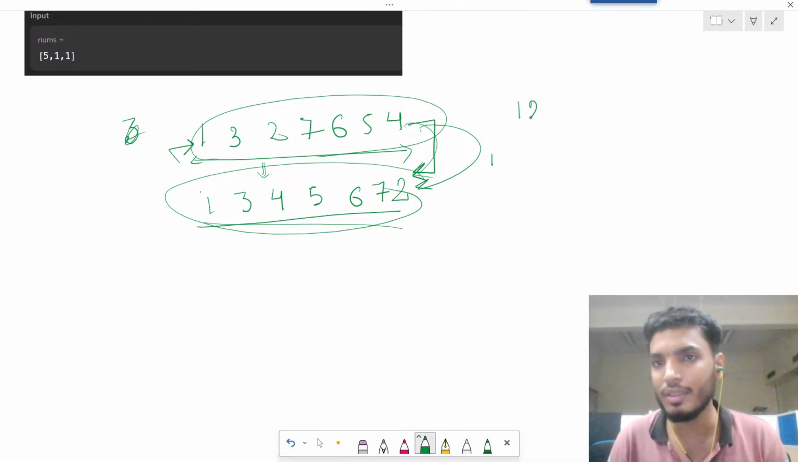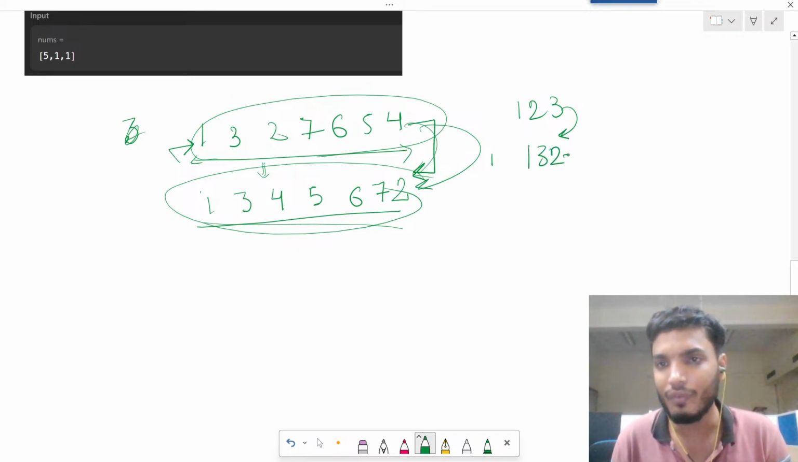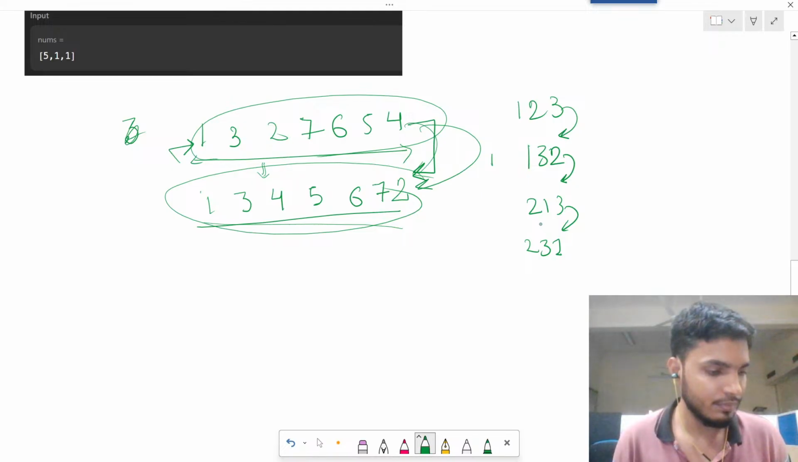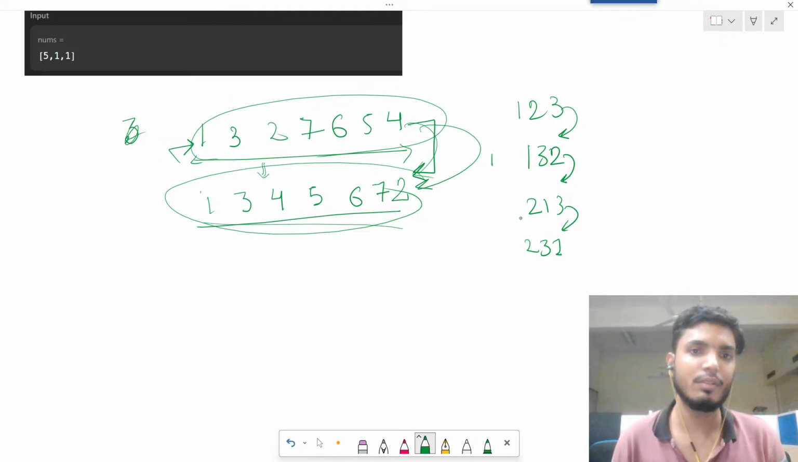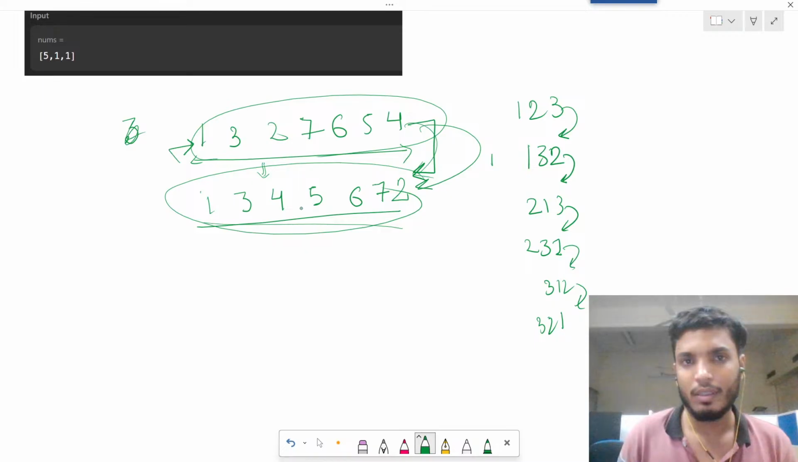If I am at 1, 2, 3, I can easily tell that the next bigger number will be 1, 3, 2. After this, the next bigger element will be 2, 1, 3. After this, the next bigger element will be 2, 3, 1. After this, it will be 3, 1, 2, and then 3, 2, 1. So 1, 2, 3, 4, 5, 6, 7, and this is 2.